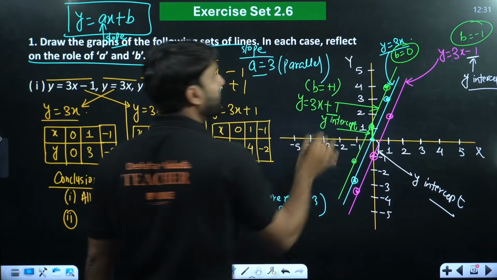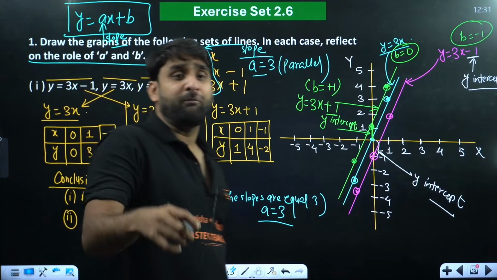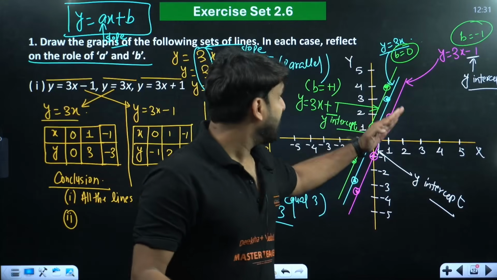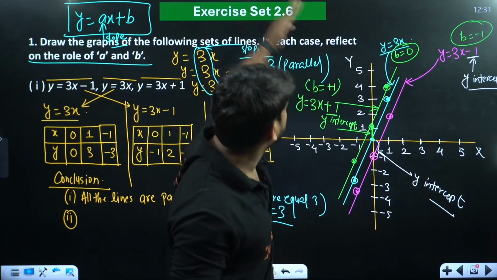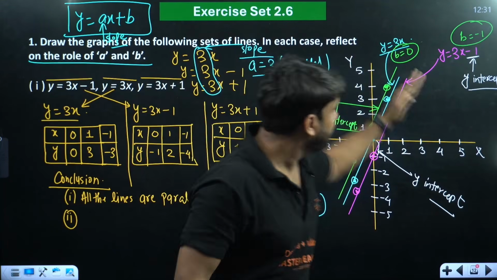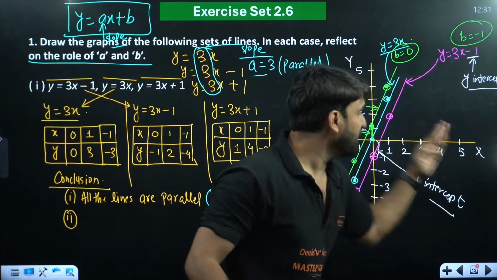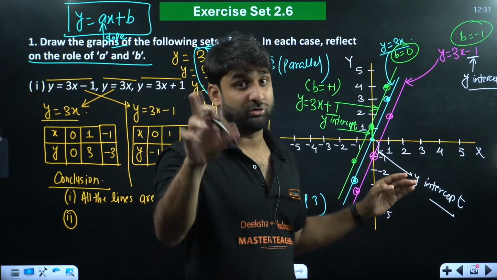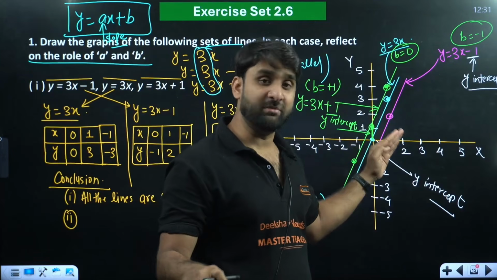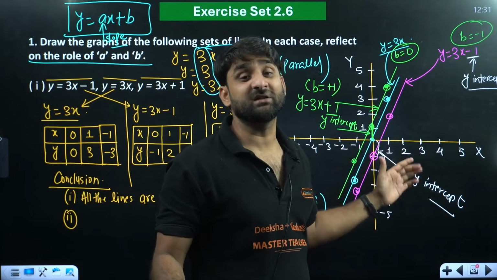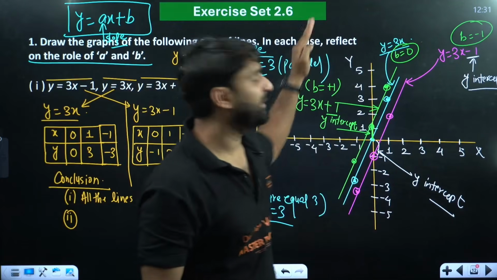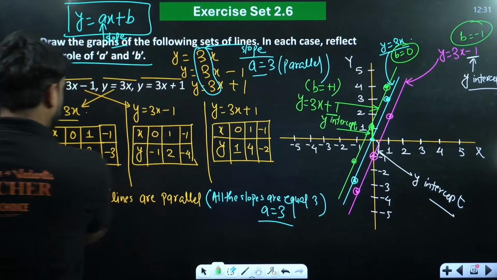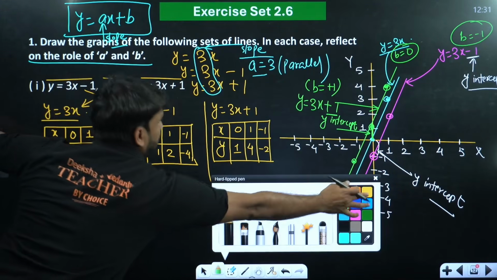Plus 1. So the sign of b decides whether the line will go in this direction or this direction. I mean orientation. I'm not asking about slope. Slope will remain as it is. B decides whether the line will be steeping down or steeping up. So what decides B? Listen, I'm writing here the conclusion.